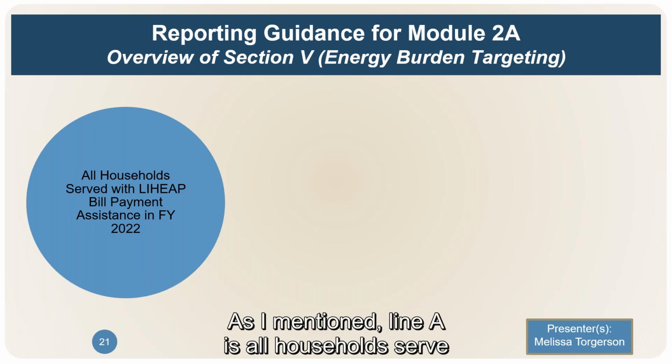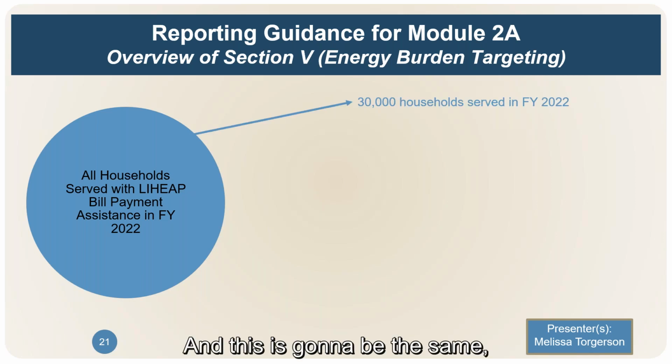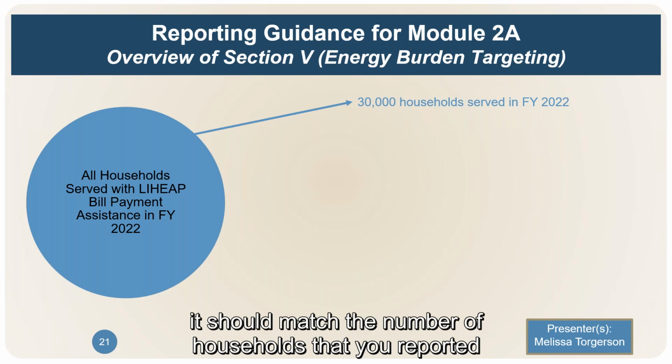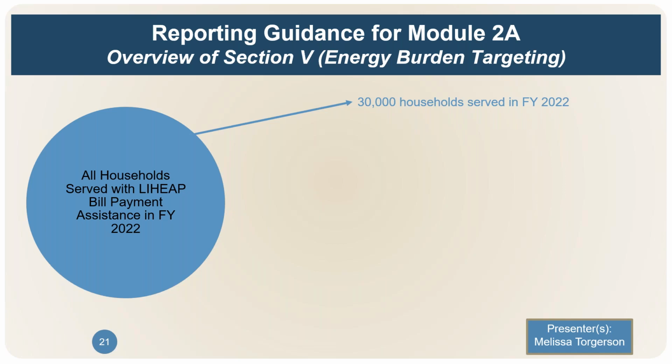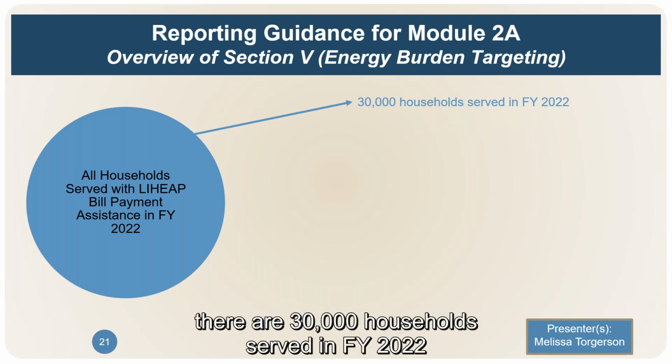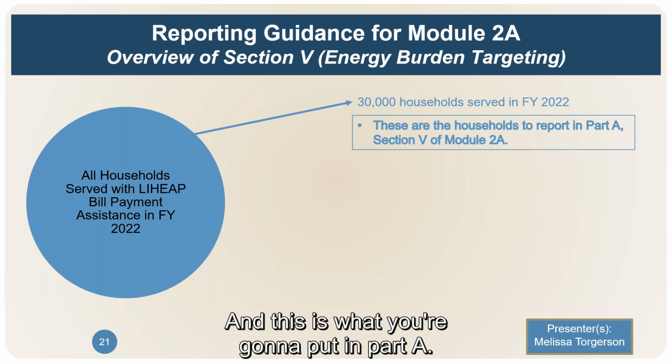As I mentioned, line A is all households served with LIHEAP bill payment assistance in FY 2022. This should match the number of households that you reported got bill payment assistance in your household report. So in this particular example, there are 30,000 households served in FY 2022 with LIHEAP bill payment assistance. And this is what you're going to put in Part A.